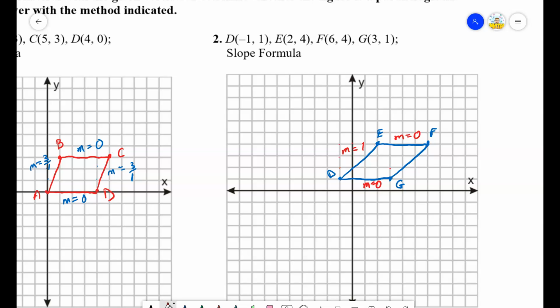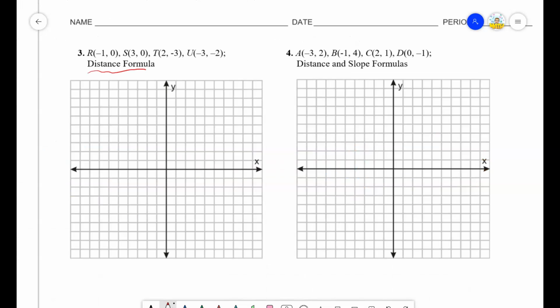Over here we go up 1, 2, 3, and over 1, 2, 3. That's another slope of 1. 3 over 3 is just a slope of 1. So here we do have a parallelogram. I'm showing both pairs of opposite sides are parallel. So notice the directions in this one are distance formula, and the next one is distance and slope. So these are going to be a little bit different.